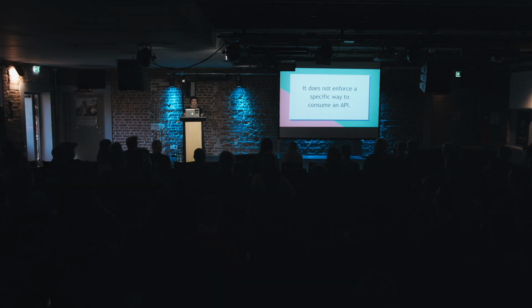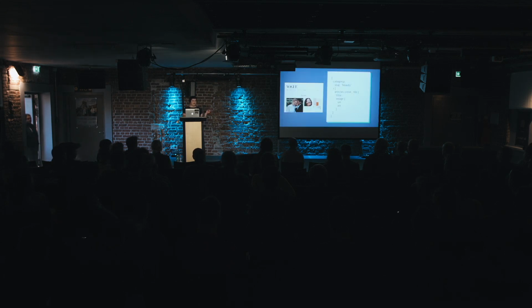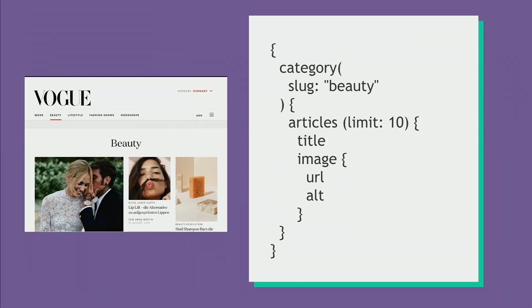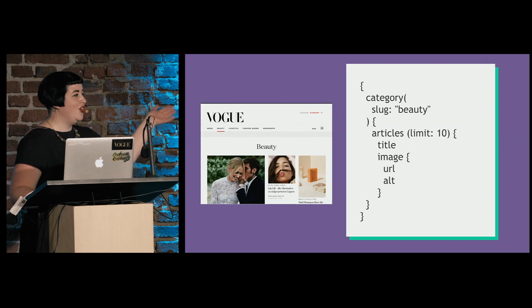GraphQL also does not enforce a specific way to consume an API. So it gives consumers the flexibility to request the data in the way that they want it. So say we want to render a beauty page for the Vogue website. We could write a query like this. So we want to look up the beauty category, and we want 10 articles, and we want a title and an image for each of those articles to display on the beauty category page. That's beautiful. We've just described what we want.